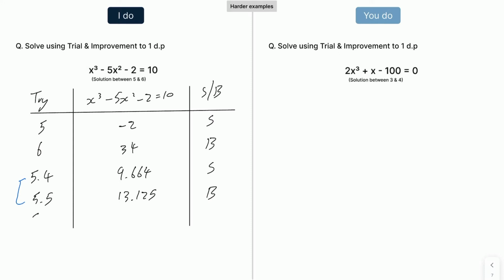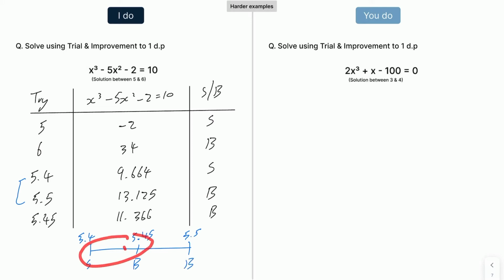We're then going to go to the midpoint of this, which is 5.45, and that gives me 11.366, which is big. And then finally, you draw your little line down here. You have 5.4, 5.5, 5.45. This is small, big, big. So there we go. The answer is in this range here, and our answer to 1 decimal place is 5.4.